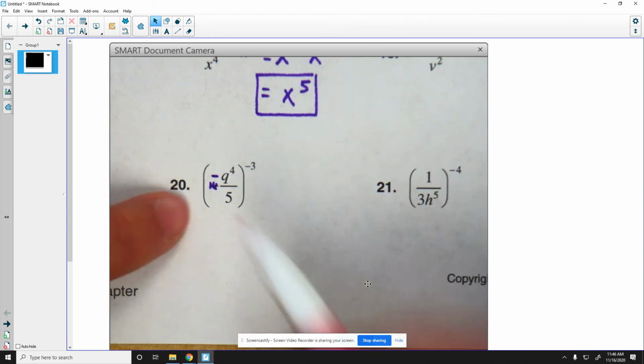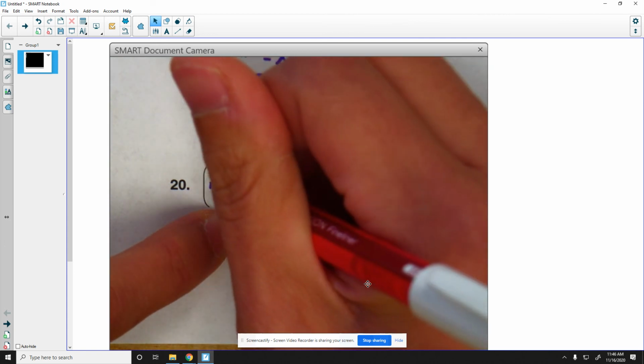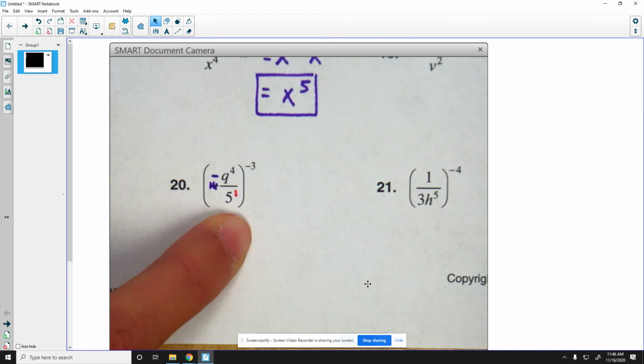All right. So when you have lots of things going on in your parentheses, remember how we said the first thing you do is put a 1 where you don't see any exponents?